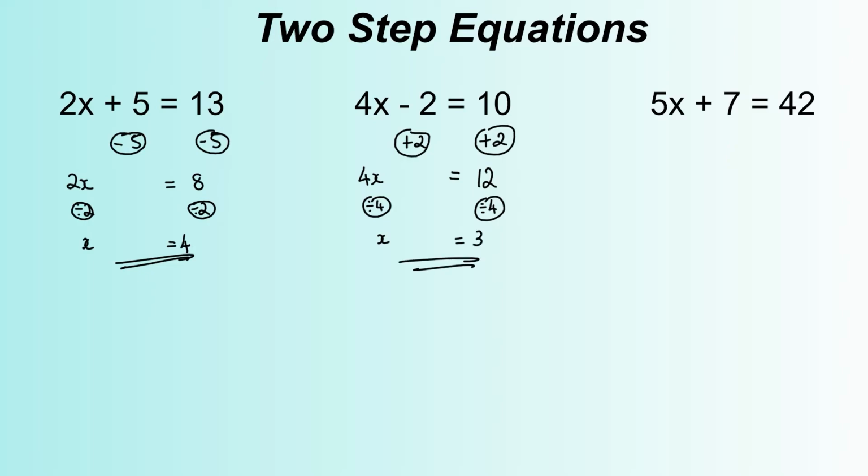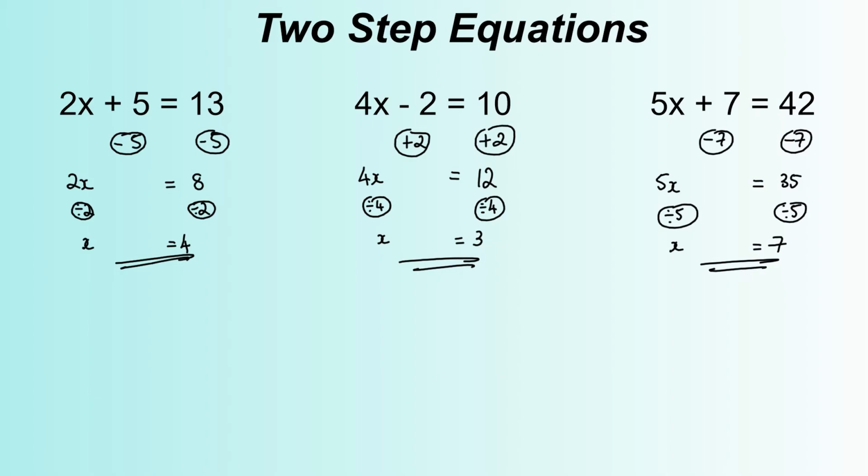And for the final one, same idea as the first one, just bigger numbers. We're going to take away 7 from both sides first of all, so we can isolate that 5x term. So 5x on its own, 7 take away 7 is 0. Plus 7 minus 7 cancels out. 42 take away 7 would be 35, and then we're left with 5x equals 35, so we're going to divide both sides by 5, and that will give us our final solution, x equals 7.